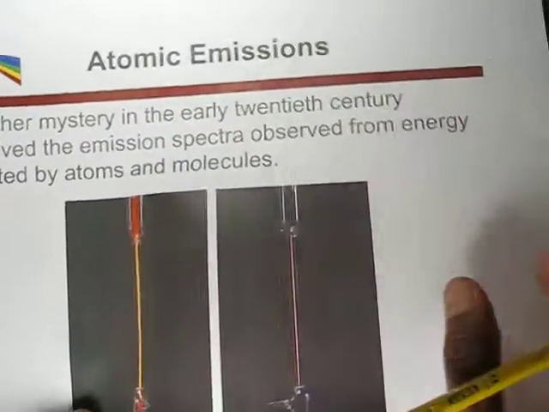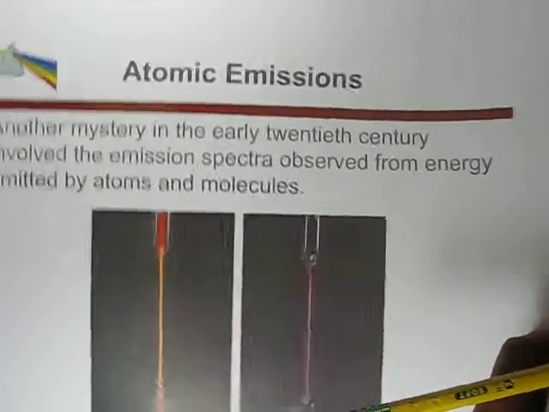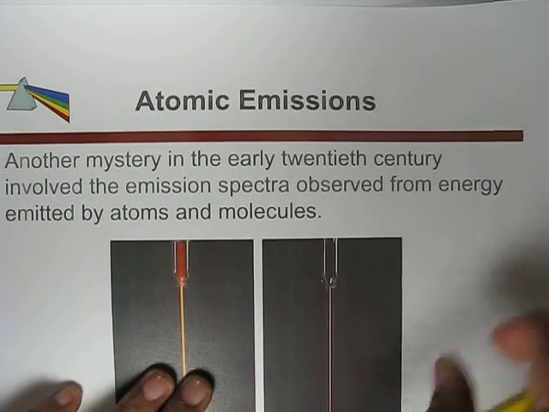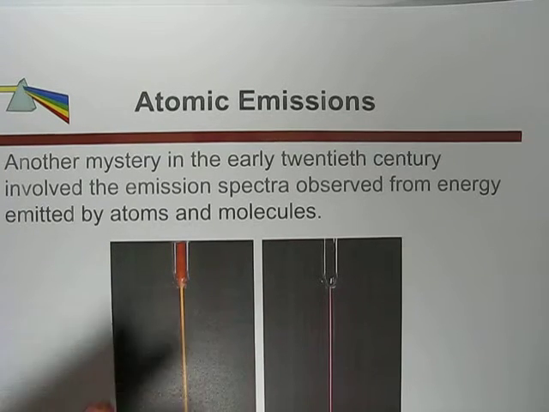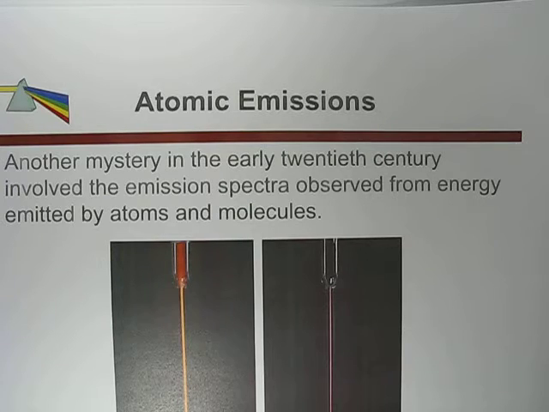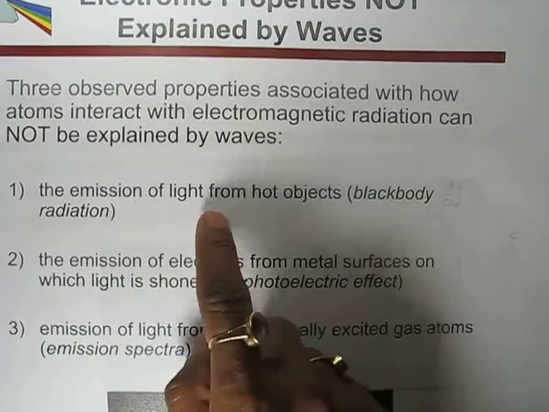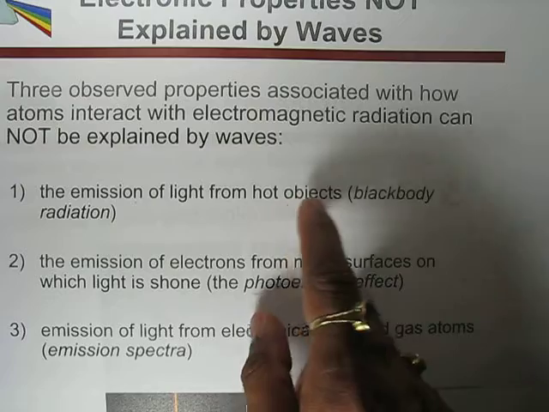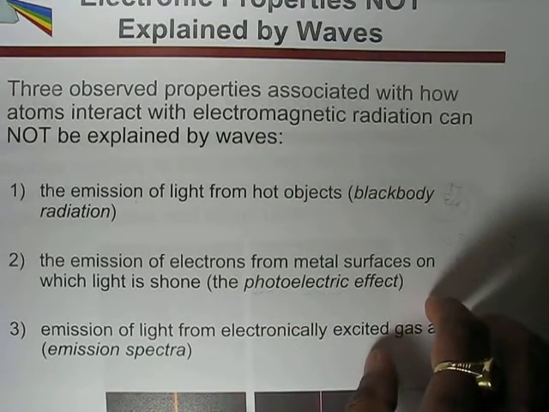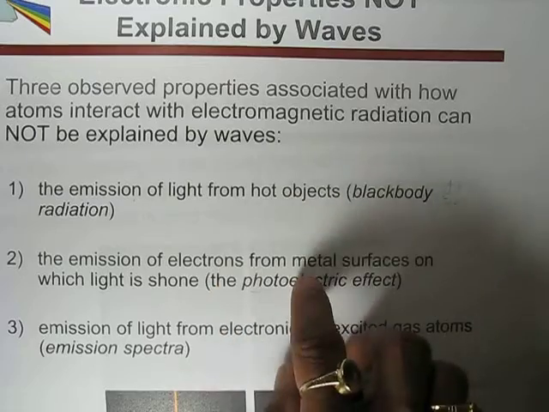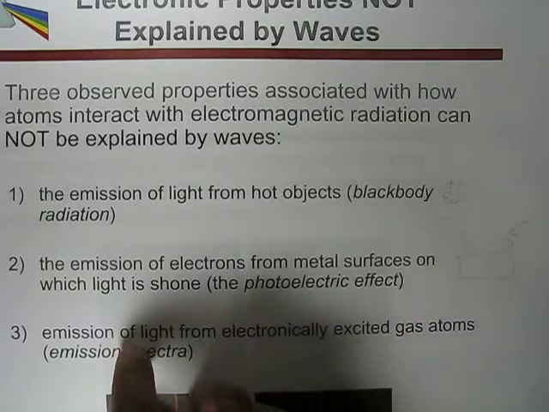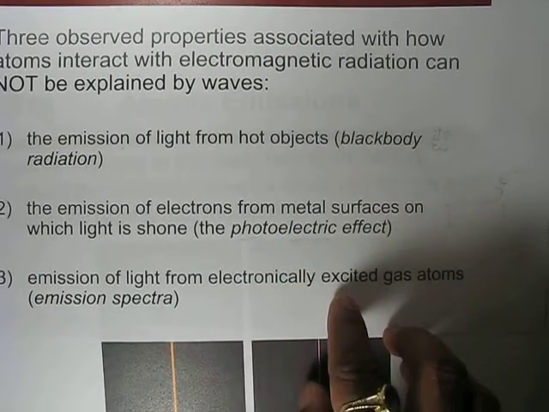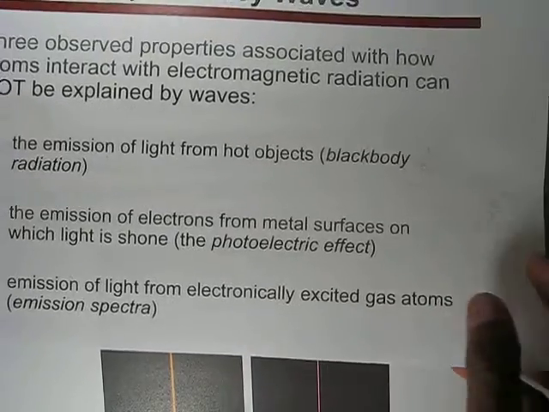And another exception, this was the third example: one thing that could not be explained was how a metal glows. According to this slide, the first is the emission of light from a hot object, which was not explained by the wave nature of light. Second was the emission of electrons from a metal surface, which is called the photoelectric effect. And third was the emission of light from electronically excited gases. So this was also not explained.